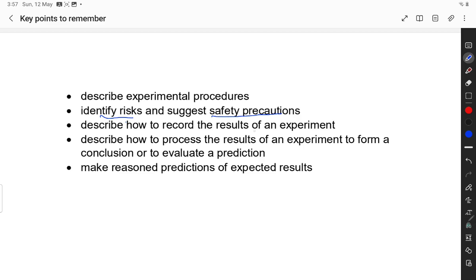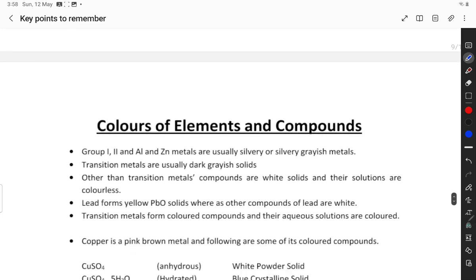Describe how to record the results of an experiment. Draw a suitable table and record the results of an experiment. Describe how to process the results of an experiment to form a conclusion or to validate a prediction. So at the end of the experiment, in planning and design, always write down the conclusion or result. Make predictions of expected results.